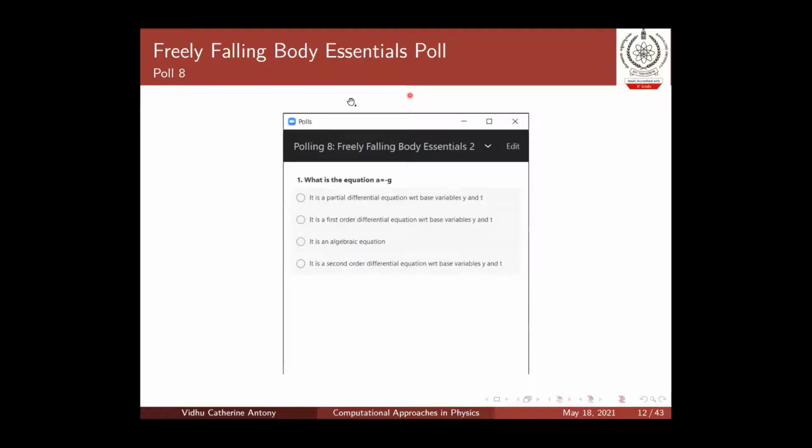I will just try to explain this to you. So what have I written? I've written A is equal to minus G. I've told you we are saying that G is a constant. So what is A? A is basically dV by dt, the rate of change of velocity with respect to time. If I write it in terms of y, it's going to be d squared y by dt squared is equal to minus G. So it is a second order differential equation. So this is the correct answer that you have.